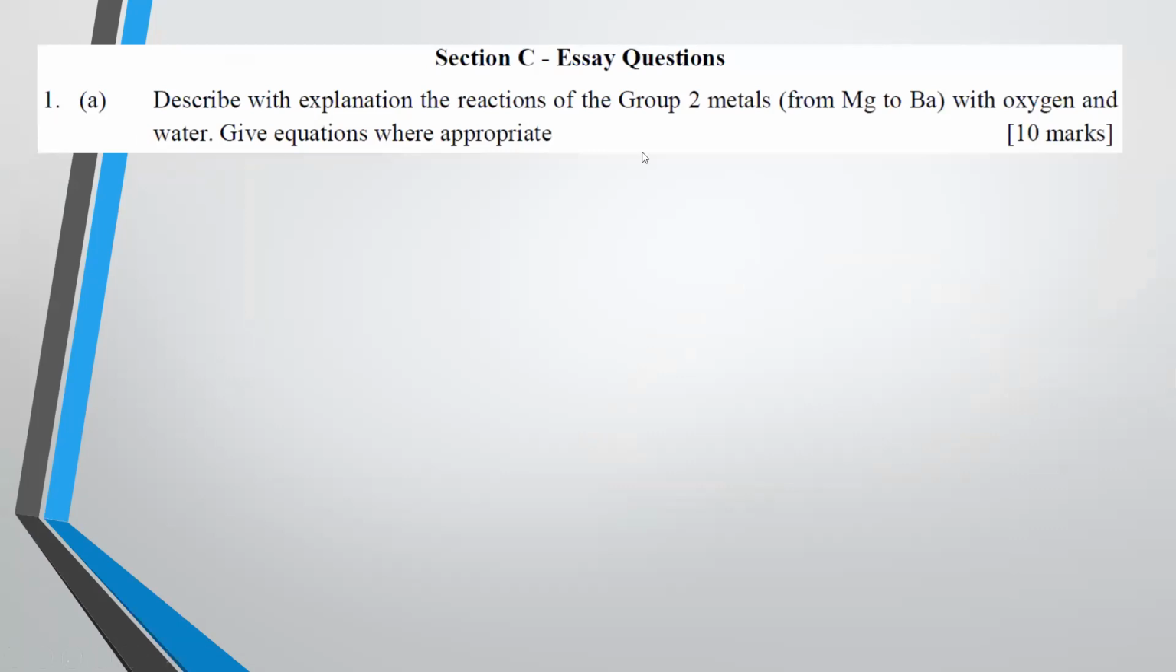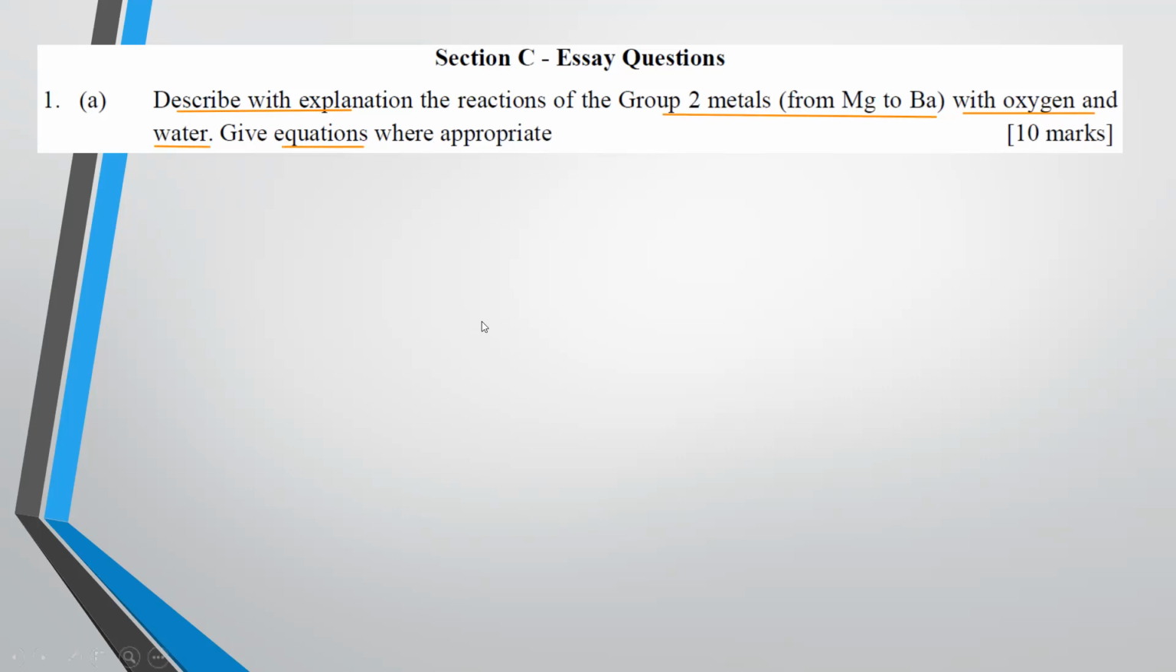Describe with explanation the reaction of group 2 metals from magnesium to barium with oxygen and water, with equations where appropriate. So you have to describe the reaction, okay, with certain explanation why it is like that. The reaction of the group 2 elements from magnesium to barium specifically with oxygen and also with water. Okay, and then you have to write the appropriate equations in here. There's only oxygen and water, so try your best to write.